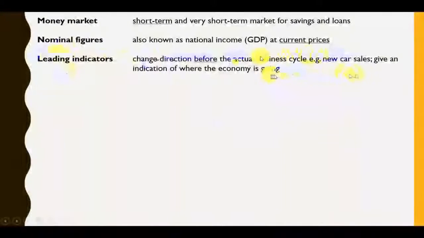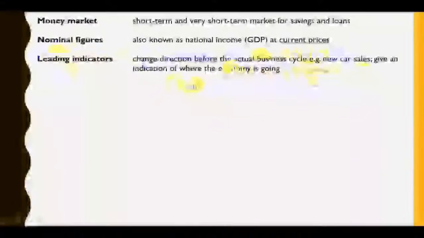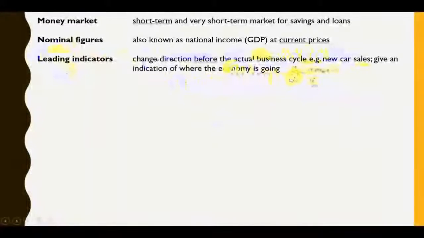As soon as we see new car sales going up, it gives us a clue, a hint, a little idea that maybe the actual business cycle or the actual economy, in other words, GDP, specifically real GDP, might be going to change in the same direction as new car sales. So leading indicators, grade 12, tell us where the economy is going.